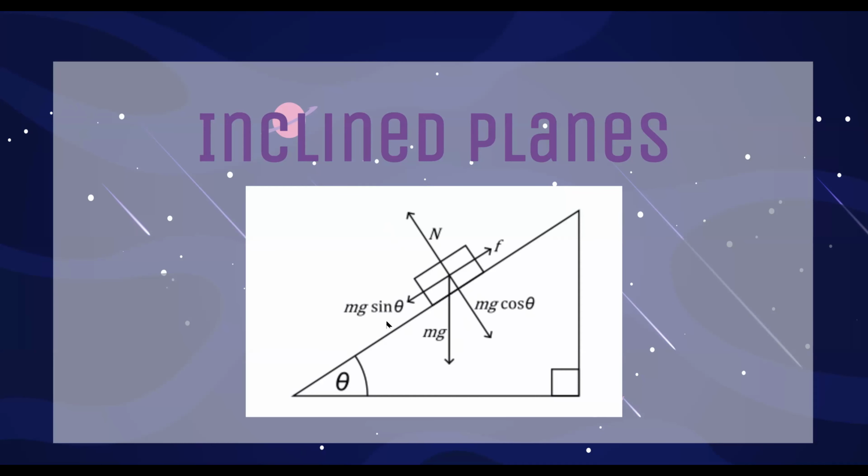You should memorize these equations, mg sine theta and mg cosine theta, because you'll be using them on the Kahoot as well. So just remember, mg sine theta is the equation for F_G parallel, used to find the force of the block parallel to the incline. And mg cosine theta is used to find the normal force on an incline.